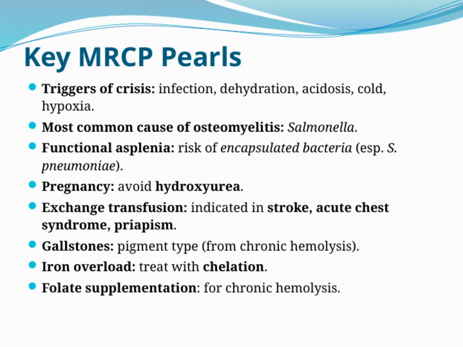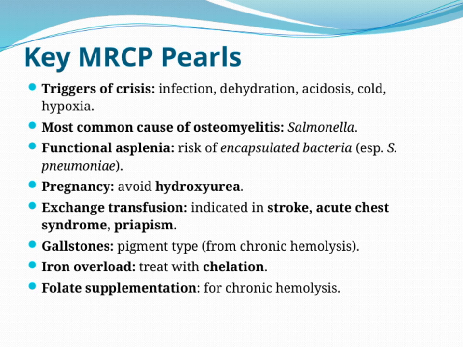Next, functional asplenia is a frequent issue in sickle cell disease. It increases the risk of infections with encapsulated bacteria, especially Streptococcus pneumoniae. That's why vaccination and prophylactic antibiotics are vital components of care. During pregnancy, it's recommended to avoid hydroxyurea because of potential risks to the fetus. We need to carefully plan and manage sickle cell patients who are pregnant, balancing maternal benefits and fetal safety.